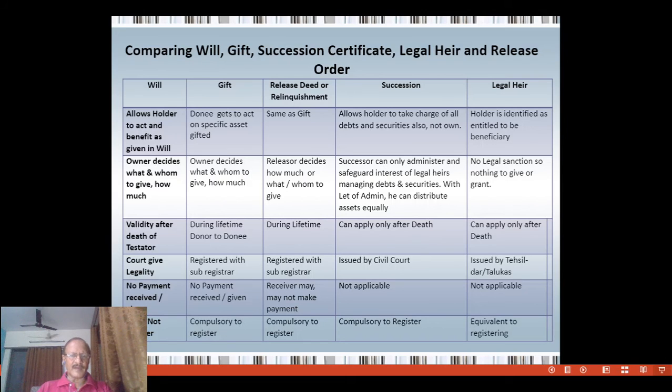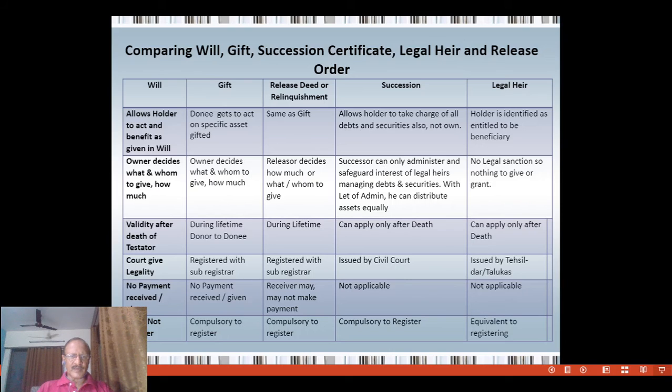Validity of release is again during the validity of the donor, and in the case of succession it can apply only after death, and again the validity starts from there. And in the case of legal heir, if you are asking for validity, it can be validated only after a death. Okay.